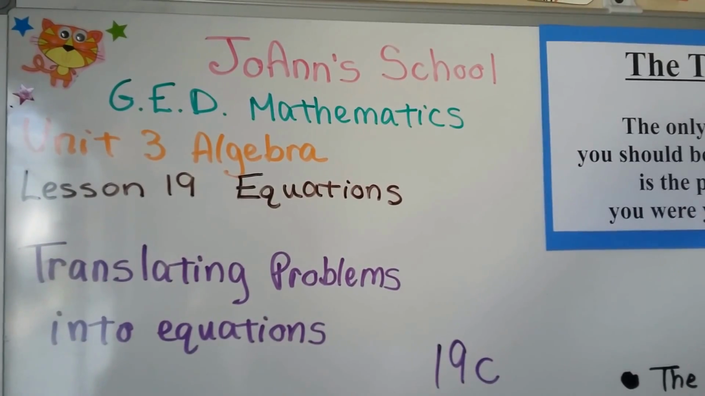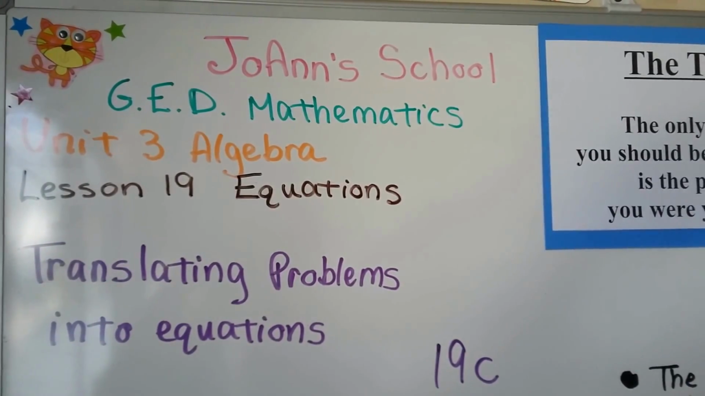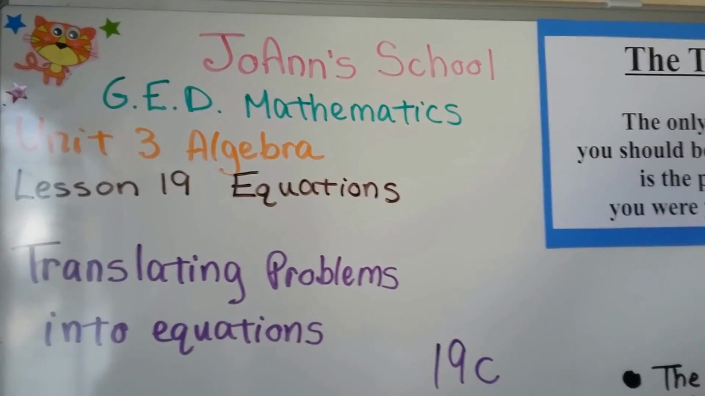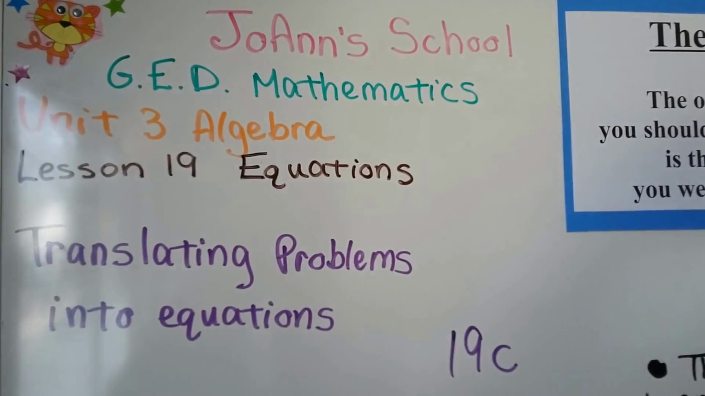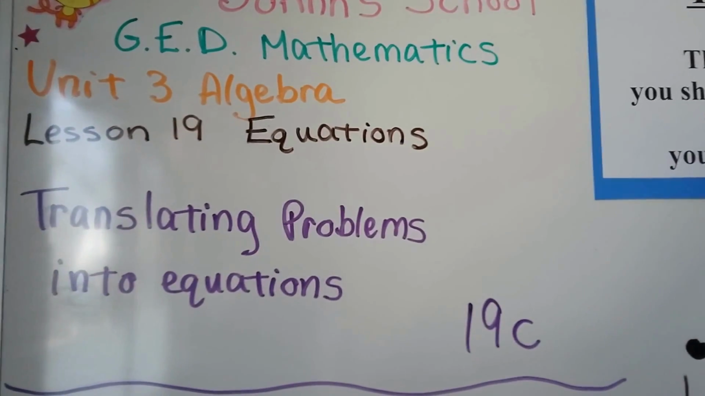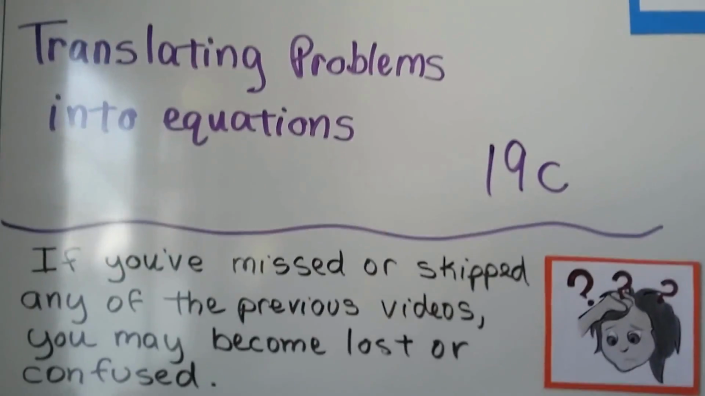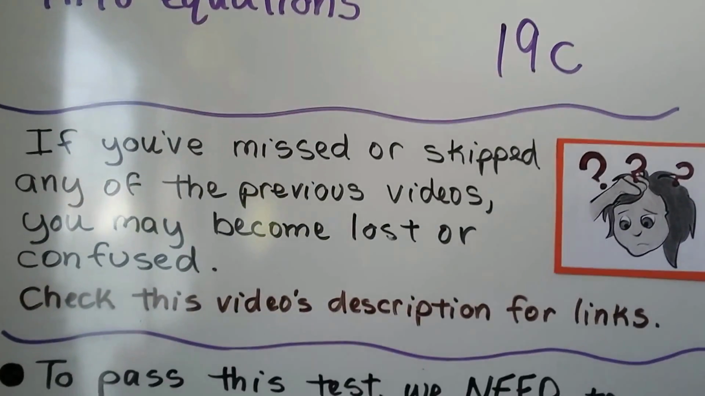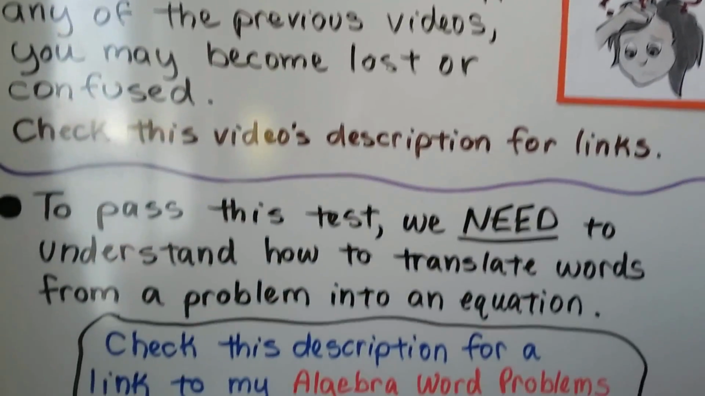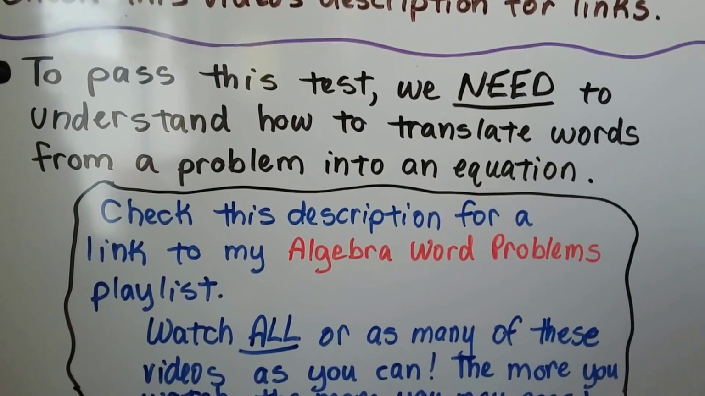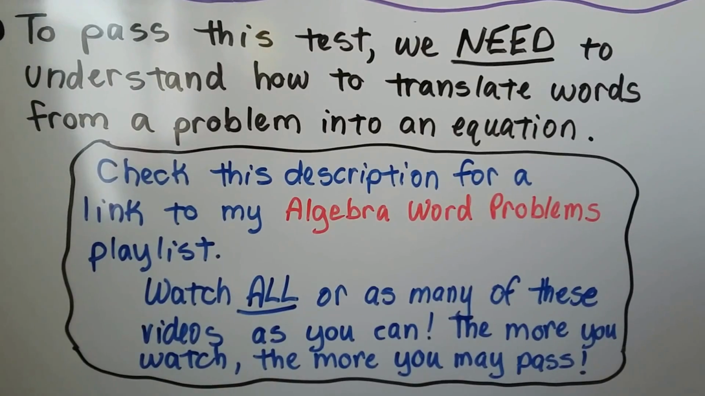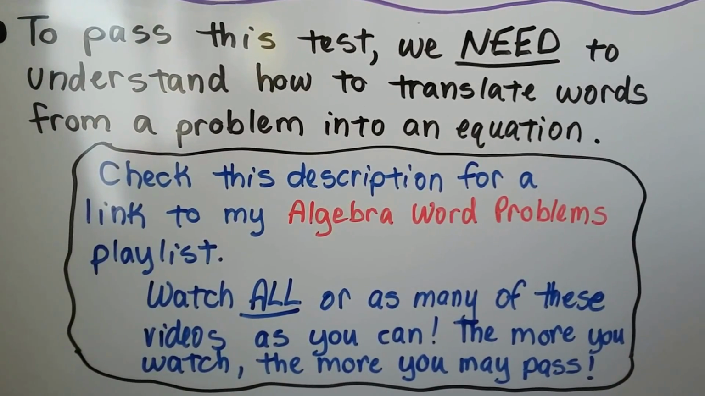One of the toughest things to do is translate problems into equations. It's really important to know how to do this in order to pass the GED test. This is lesson 19C. There's links to 19A and B in the description and other helpful links. So to pass this test, we need to understand how to translate words from a problem into an equation.